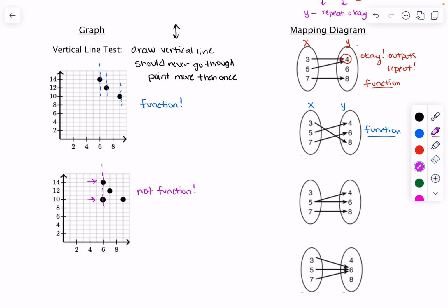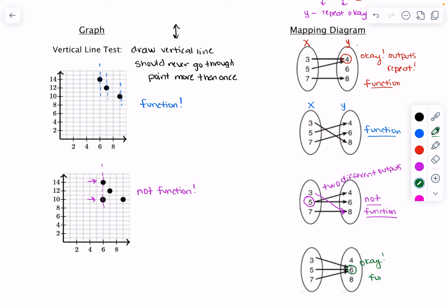In our third example, I've got 3 doesn't go to anything for some reason. We can say 3 goes to 8. Let's make it 3 goes to 8. That must have been a mistake on my part. 3 goes to 8. But notice that 5 goes to 2 different outputs. Okay, and so we can say that the number 5 has 2 different outputs. So this is not a function. In our last example, 3 goes to 6, 5 goes to 6, 7 goes to 6. That's okay.